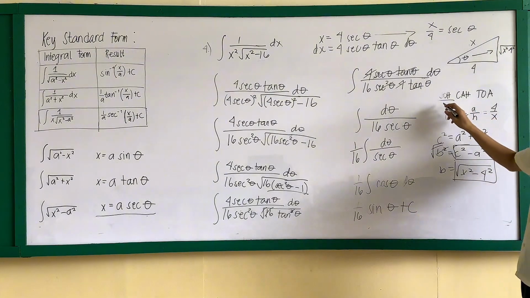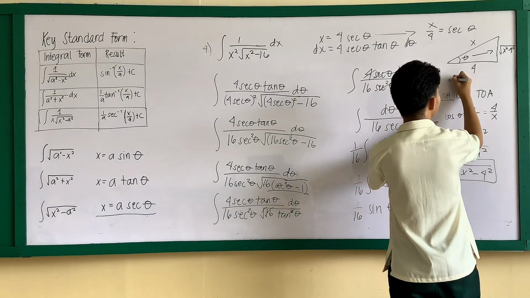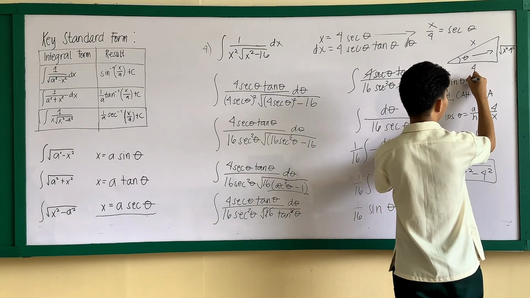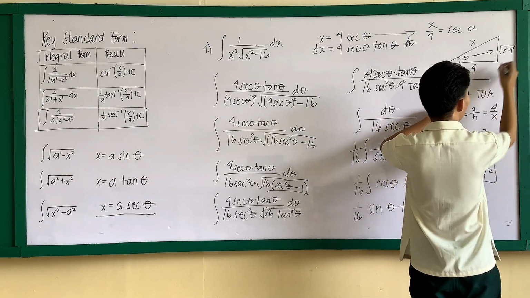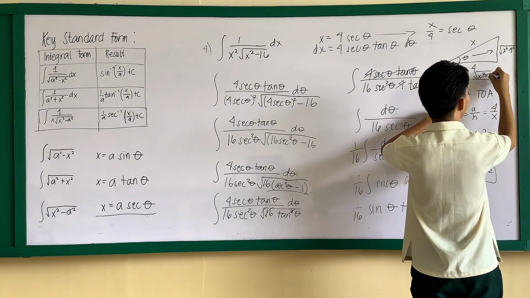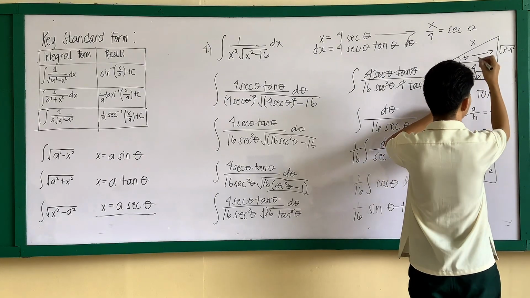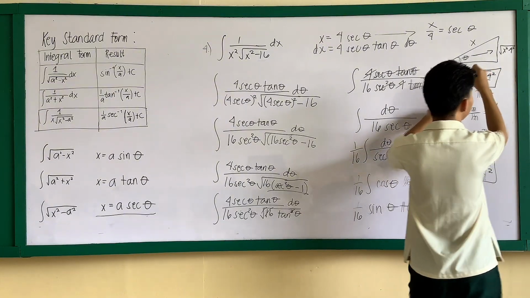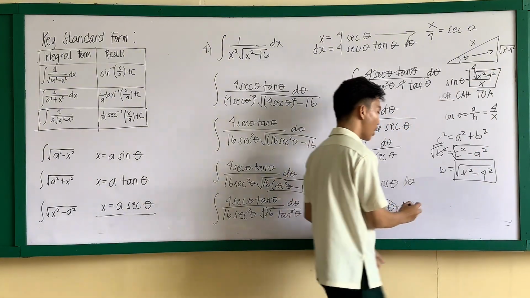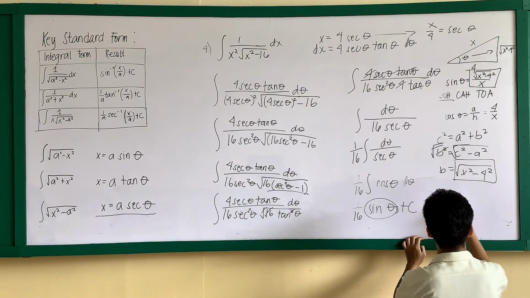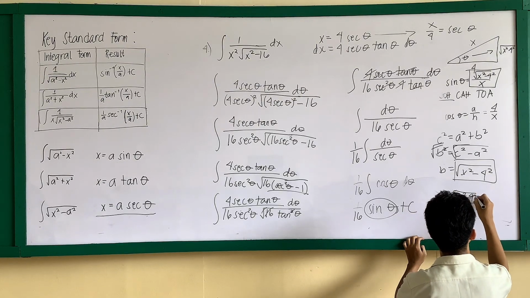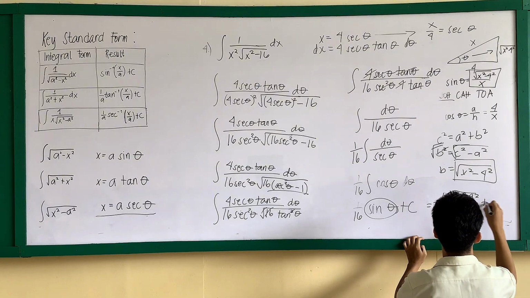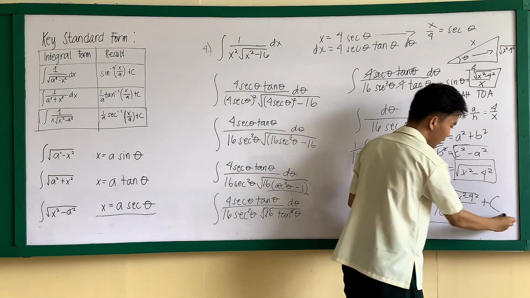So now we can find the value of sin theta. The value of sin theta is opposite over hypotenuse. So the opposite is the square root of x squared minus 4 squared over x. So you can now substitute this here. So our final answer is 1 over 16 times the square root of x squared minus 4 squared over x plus c. So this is now our final answer.